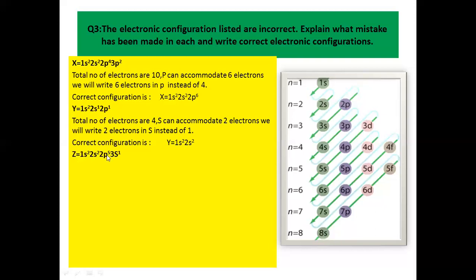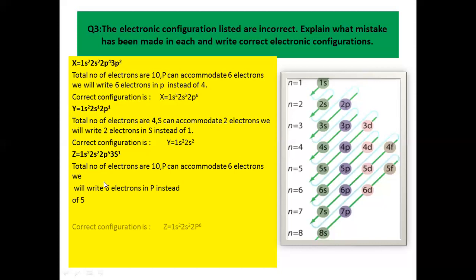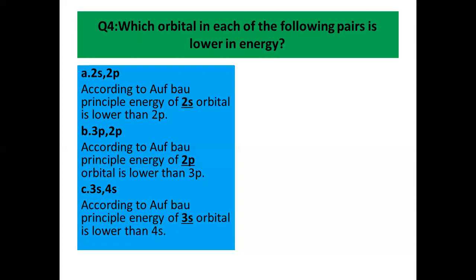Z: 1s2, 2s2, 2p5. Again 2p5. This must be 2p6. Total electrons are 10. So this X and Z are almost the same. There are a total of 10 electrons and p can accommodate 6 electrons. We will put 6 electrons in p instead of writing 5. So the correct configuration is 1s2, 2s2, 2p6.